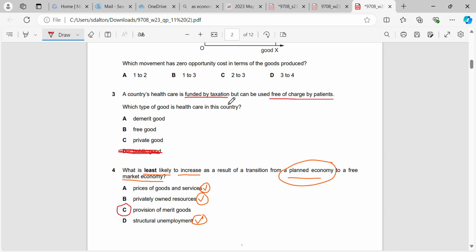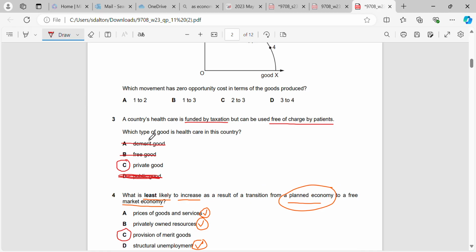There's only a certain number of healthcare services that can be used, right? And we know that healthcare and education are both private goods, but they're both merit goods at the same time. It's not a free good because there are factors of production used in it, and it is not a demerit good because healthcare generates benefits. It's a merit good. It doesn't generate costs like a demerit would. So private good and also a merit good, same as education services.